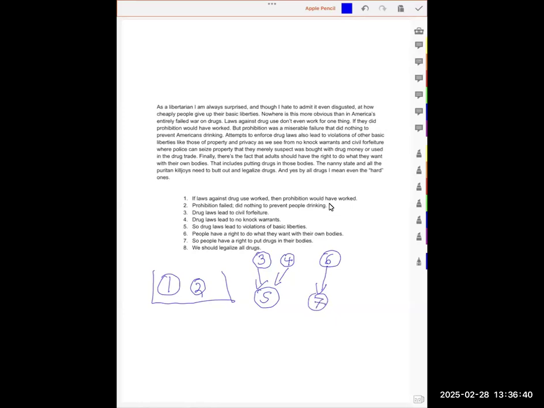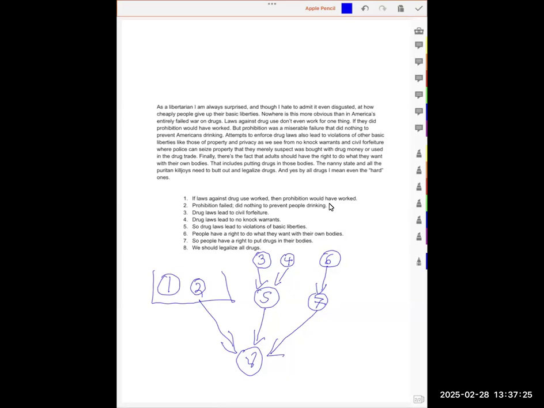And then we think about it, well, 1 and 2 together are supposed to support 8. 5 on its own is supposed to support 8. And 7 on its own is supposed to support 8. And you will often see this in real world arguments. People will make a few different independent lines of argument for a conclusion. This guy's saying, well, look, drug laws don't work. That's a reason to legalize drugs. They violate other basic liberties, a reason to legalize drugs, and also they violate this fundamental right we have to put drugs in our bodies if we want to.